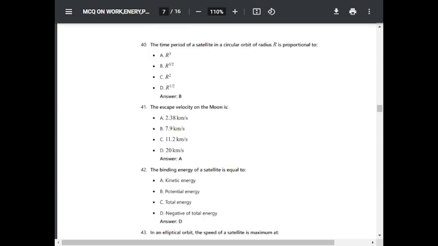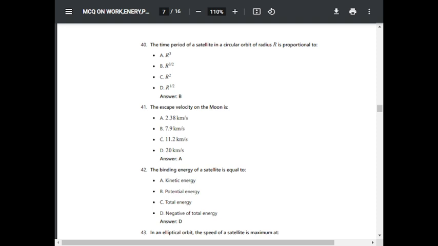Question number 40. The time period of a satellite in a circular orbit of radius r is proportional to: option A, r cube; option B, r to the power 3 by 2; option C, r square; option D, r to the power 1 by 2. The correct answer is B, r to the power 3 by 2, because T square is directly proportional to r cube, hence T is proportional to r to the power 3 by 2. Option B is correct.